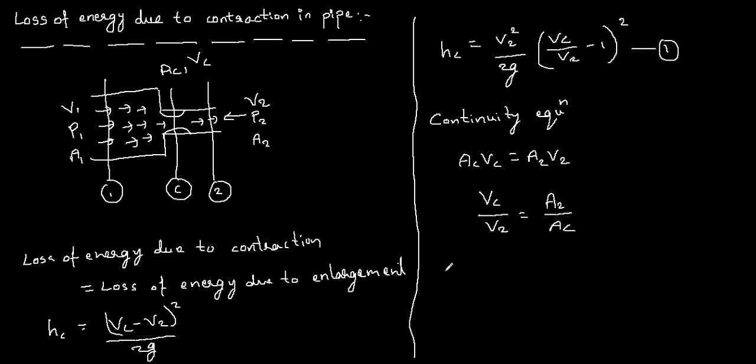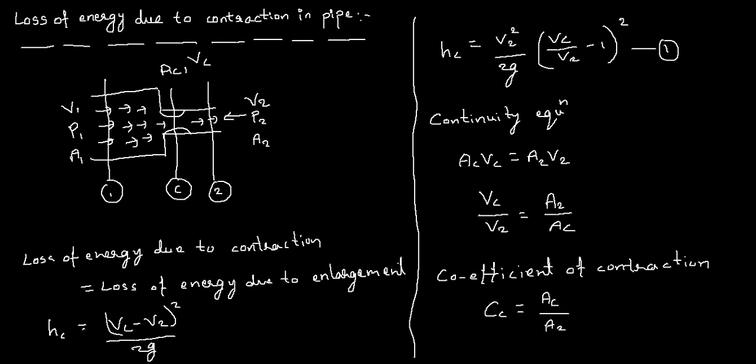This is the form we got for Vc by V2, which appears in the first equation. Again we have one more term, which is the coefficient of contraction. Just like the coefficient of discharge, we have one more dimensionless quantity, the coefficient of contraction, which is represented by Cc. The coefficient of contraction is defined as the ratio of the area at the vena contracta to the area of the flow, that is the area of the pipe here.